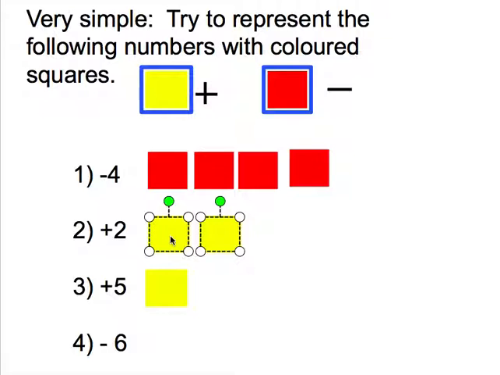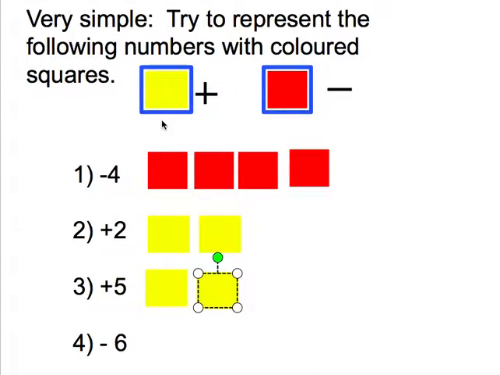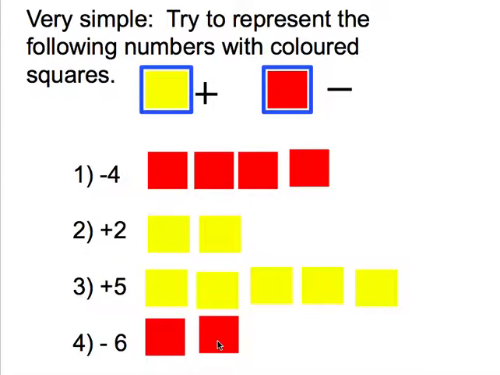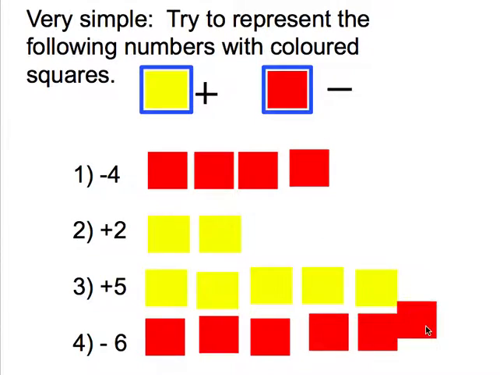I'm going to cheat a bit here. Oh, it's not letting me do it. It's okay. So I would have 5 different squares right here. And then for the last one, 6, it would be negative 6. So I'd be using 6 of my red squares to represent negative 6. You get the idea, hopefully.